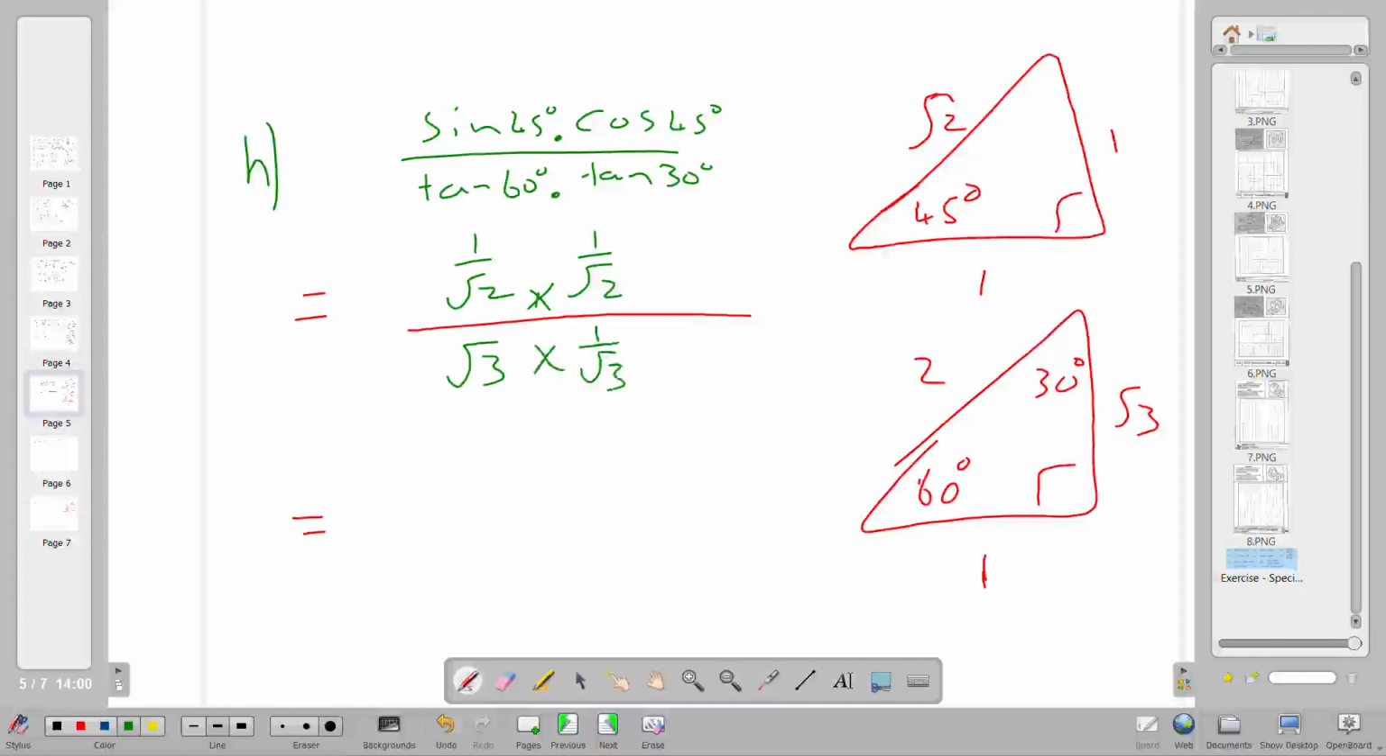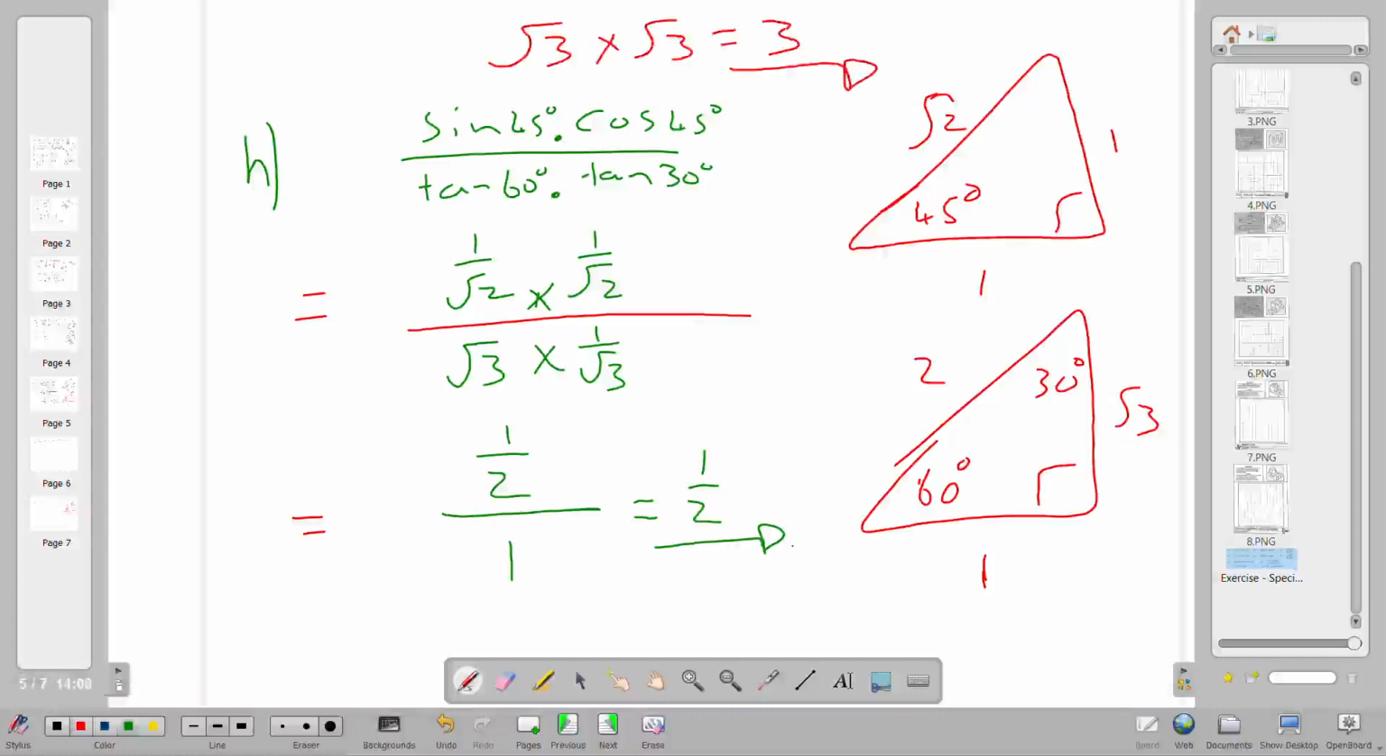Alright, so at the top I have a half, below I have 1. So a half. Alright, I hope that makes sense. You need to know how fractions are working, my laws of roots. Remember, we learned as well that root 3 times root 3 is 3. That's important for all of this work.